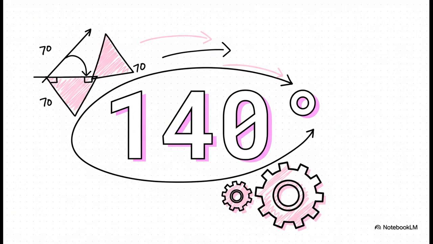And just like before, there's another fantastic shortcut. The total angle of the rotation is exactly double the angle between those two intersecting lines. So in this diagram, the angle between the lines is 70 degrees. That means the total rotation from the original shape to the final one is just 2 times 70, which is 140 degrees. It's that predictable.